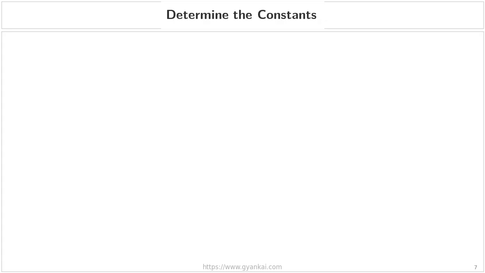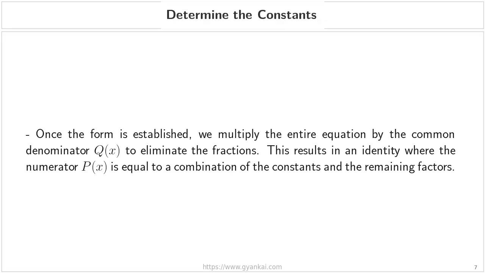Determine the constants. This slide details how we do that. First, once we've assumed the form of our decomposition, meaning we've written out what we think the partial fractions will look like with a, b, c, and so on as unknowns, the next step is to clear those fractions. We do this by multiplying both sides of the equation by the original denominator, which we've called q of x. This is a crucial step because it eliminates all the fractional terms. Think of it like getting rid of denominators in a regular algebraic equation.